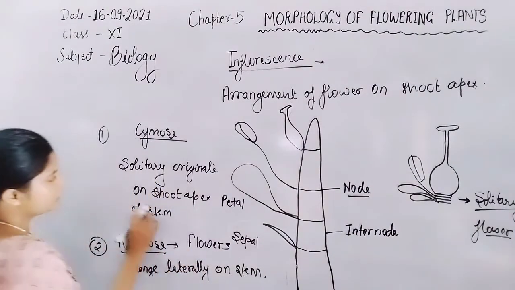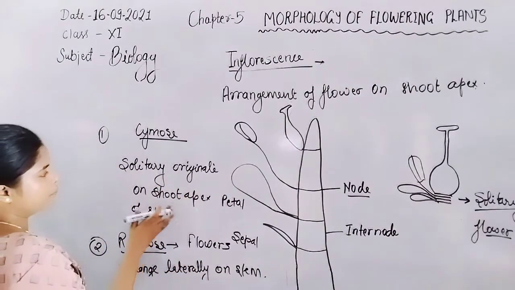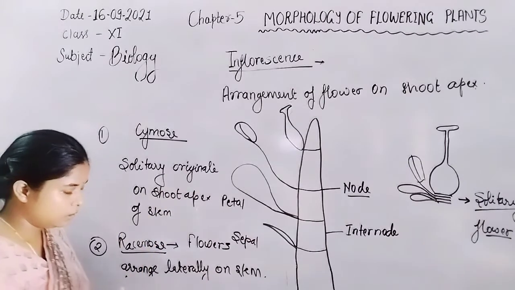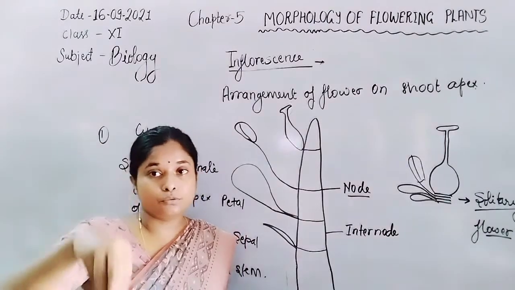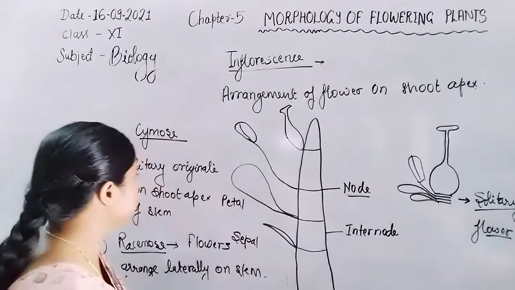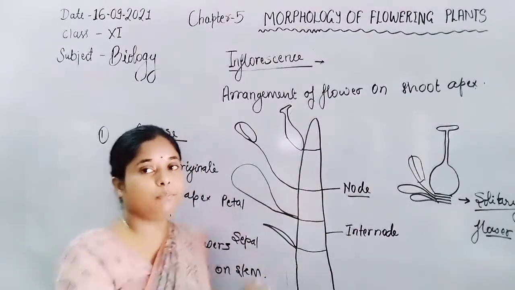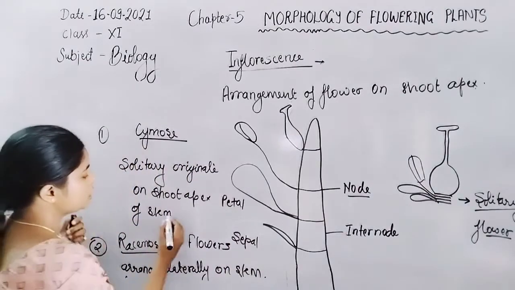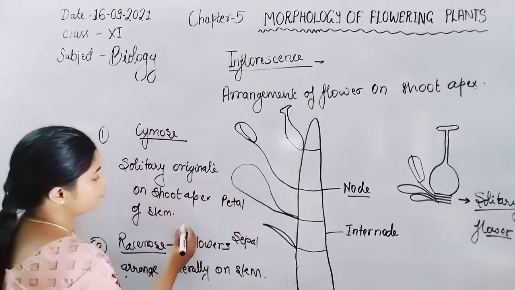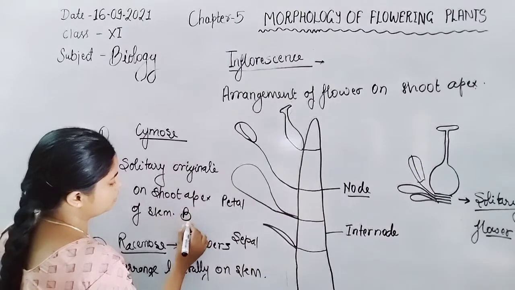Now, in the cymose type of inflorescence, the main flower is present at the shoot apex, so such type of inflorescence is known as cymose. The main flower is present at the shoot apex, so such type of inflorescence is known as cymose. And the flowers are arranged in basipetal manner.